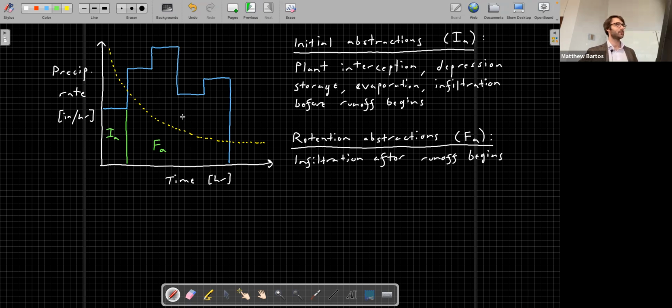The other component is, what do you think the other component is? This part above the line here. Runoff, right. What they call it in the SCS method is PE, for the excess precipitation.